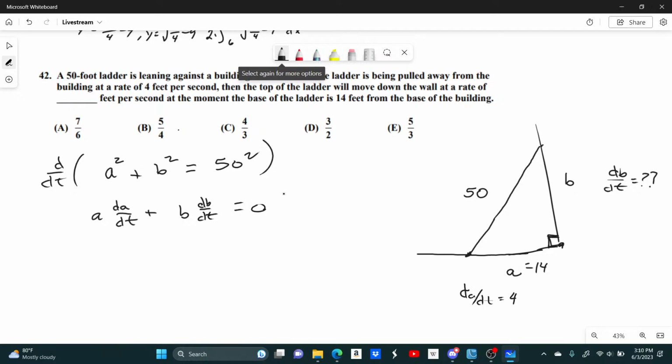So do I have all the information I need? Well, I have A is 14. I have dA/dt equals 4. I don't have B, but I can solve for it because the hypotenuse is 50 and the base is 14. And so my B is just 48, right? Just with the Pythagorean theorem. So my B is 48. I don't know my dB/dt, so I plug everything in, set that equal to 0, and I get dB/dt equals negative 7/6. Oh, it's moving down the wall, so it's just 7/6.